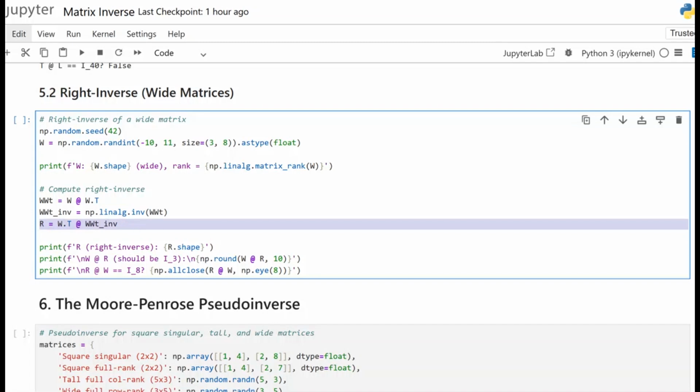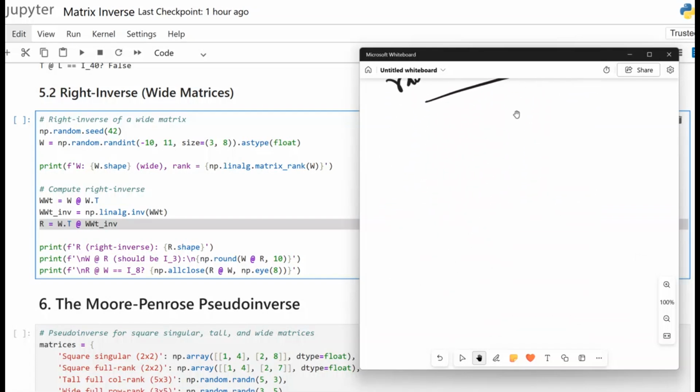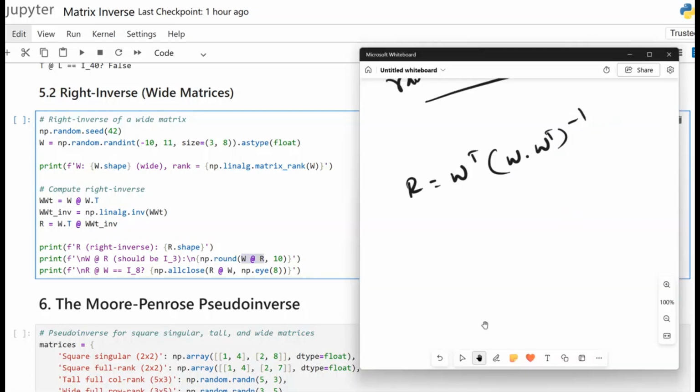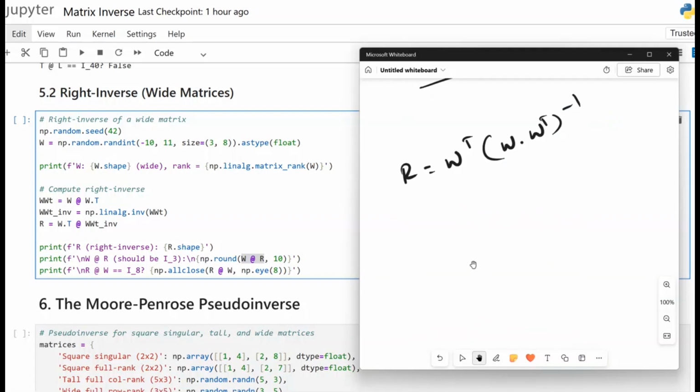Okay, as I have already specified, we already know that R, which is equal to W transpose multiplied with W W transpose the whole inverse. So this is the Moore-Penrose pseudo inverse for full row rank matrices. And here, towards this right inverse property, yes, let me just have this. So we are just going to have the right inverse property.